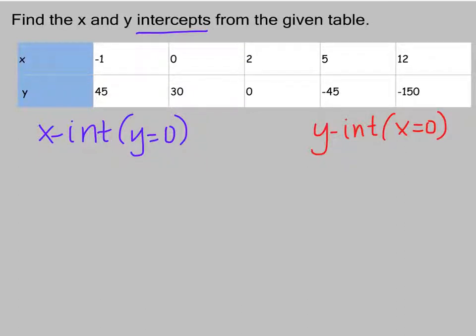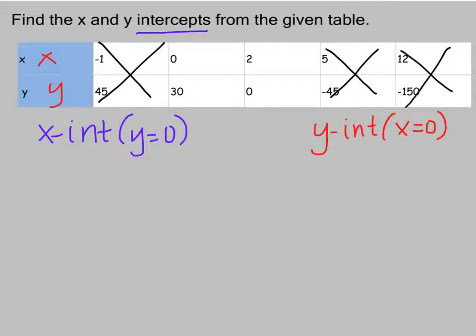As I go through my ordered pairs, notice this is x and y, which means these are really just ordered pairs, like -1, 45. Anything I see that doesn't currently have a 0 in it isn't going to help me find intercepts. So I'm going to get rid of it. So those 3 ordered pairs can just be crossed off. I'm only going to use these boxes.